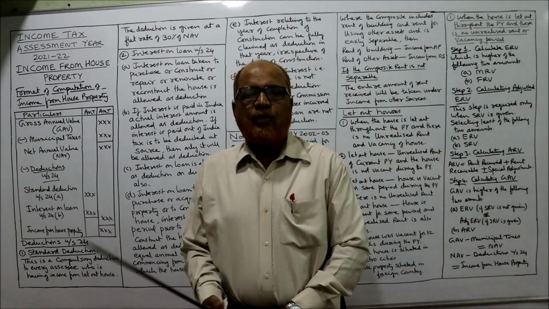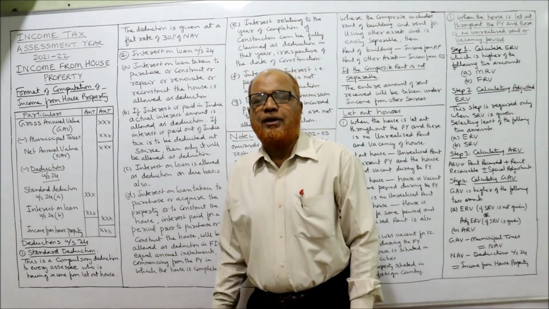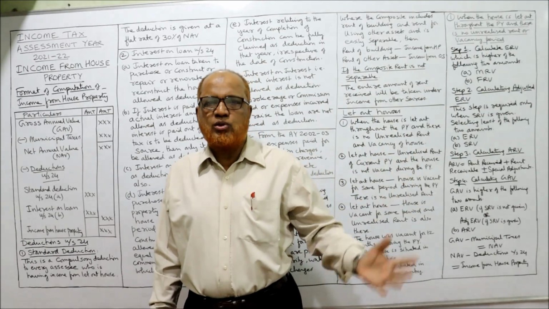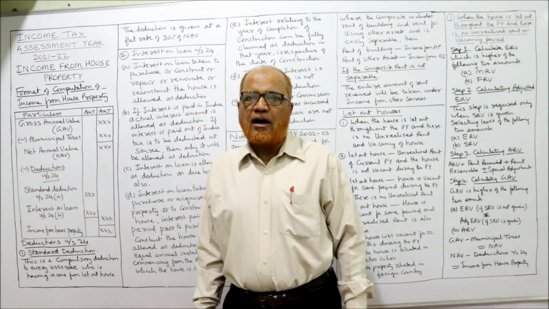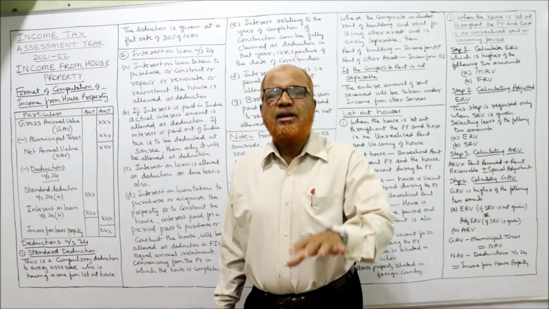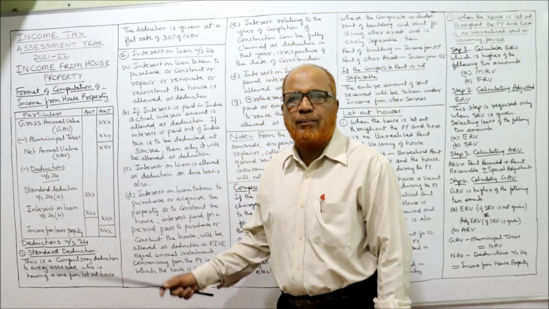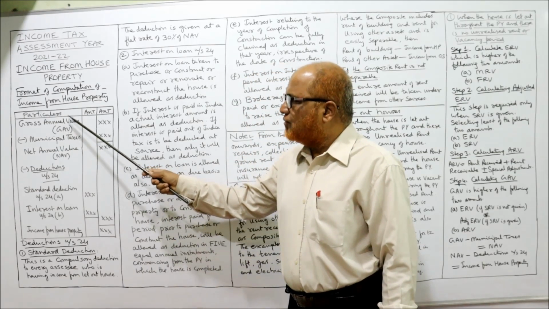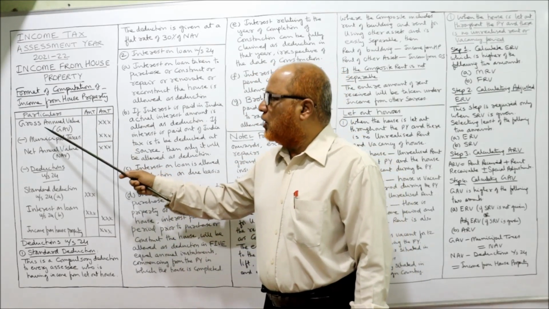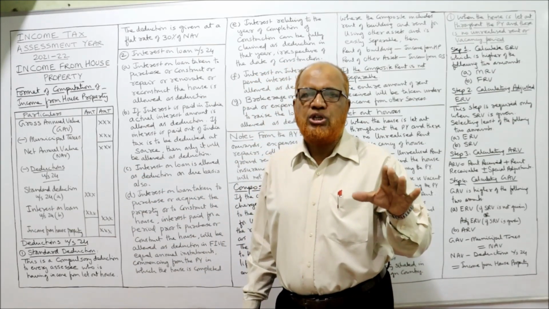First of all, what is the format of finding out the income from house property? In previous videos, while computing income from salary, I showed the format of how to find out the income from salary. Similarly, the format of computing the income from house property will be like this. First of all, I have opened two columns. Gross annual value: in the working note, we have to find out GAV.